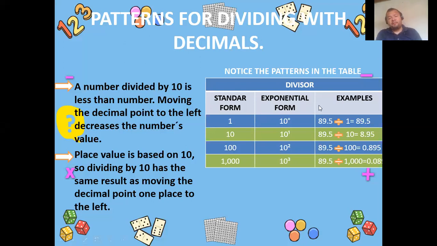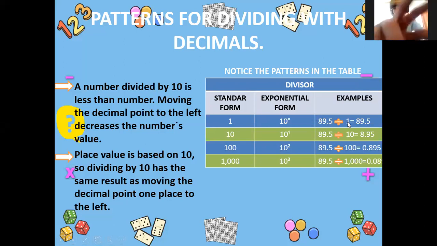So, for example, if you see in this chart, we have noticed the patterns in the table divisor. We have the standard form, 1, 10, 100, and 1000. We have the exponential form, 10 up 0, 10 up 1, 10 up 2, and 10 up 3. And we have in here some examples.